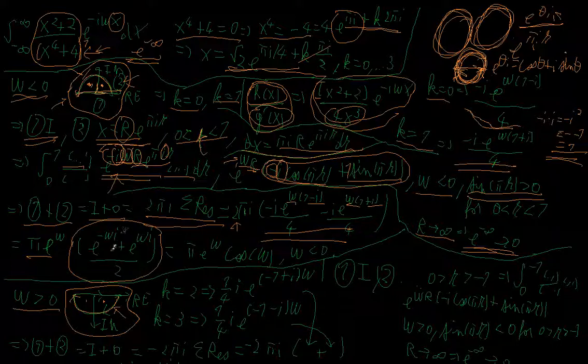This is one of those strange formulas for cosine, and there is a similar thing for sine, but this here is for cosine. And so we have π e to the ω times cosine of ω. Okay, and also ω here is assumed to be negative.